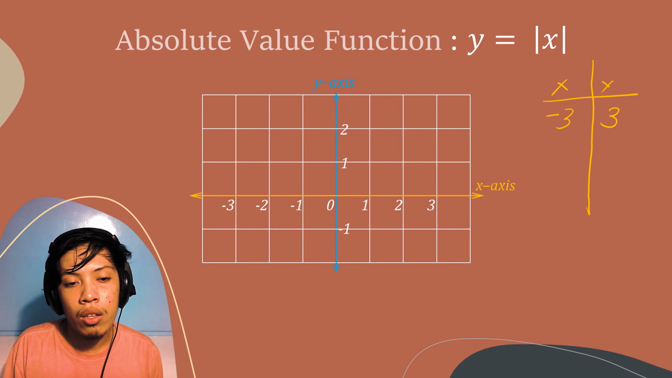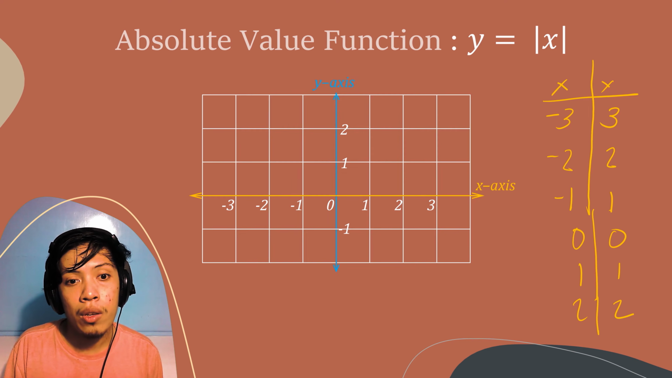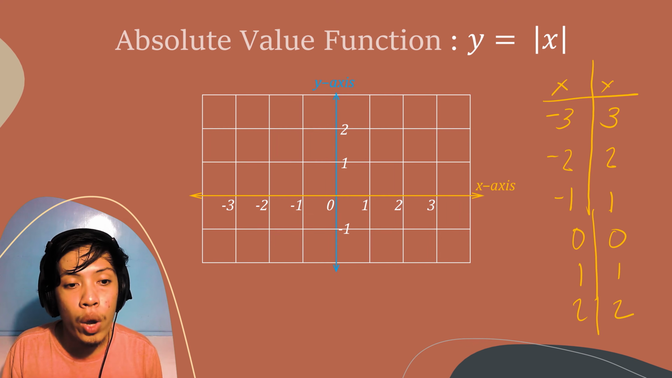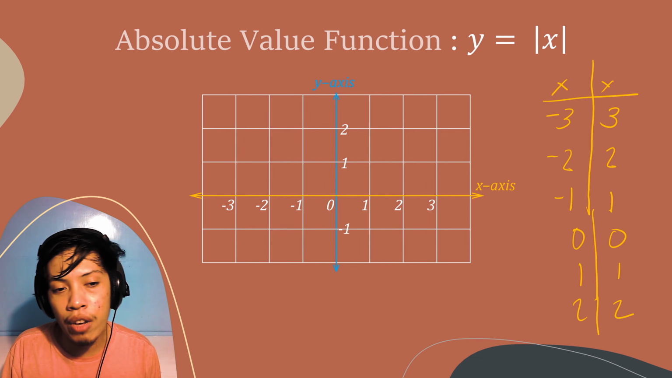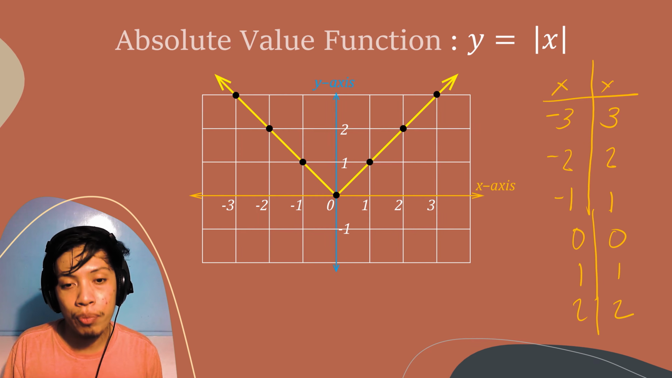Okay. How about if this is negative 2? When you substitute it here, the value is positive 2. Now, if this is negative 1, this is 1. If this is 0, 0. If this is 1, 1. If this is 2, this is also 2. Okay? So these are the points on the graph of this type of function, the absolute value function. Okay, if you plot these points, it would look like this, small dotted points. And if you connect these points, it would look like this.